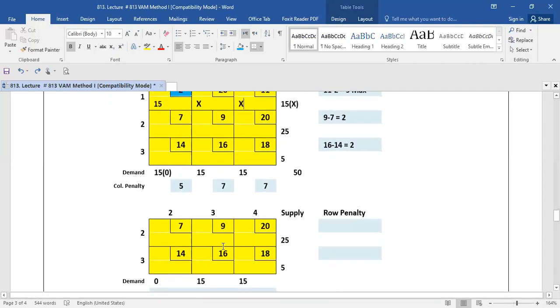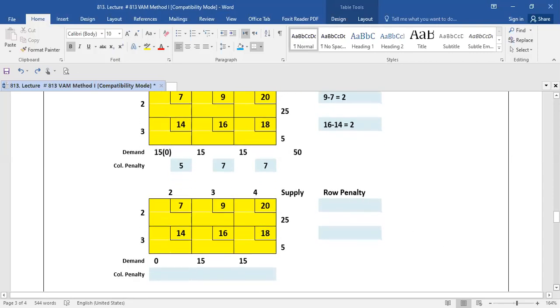We have same columns 2, 3, 4 and rows are 2 and 3. Now first row has been eliminated. Now we are left with 25 as the supply in the second row, 5 as the supply in the third row, and 0 as the demand in the second column, demand is 15 in the third column, and demand is 15 in the fourth column. So we will make the differences or find the penalties in the similar fashion like this.